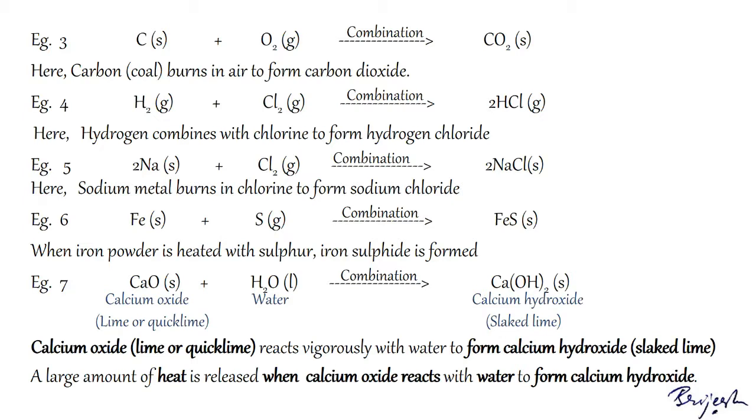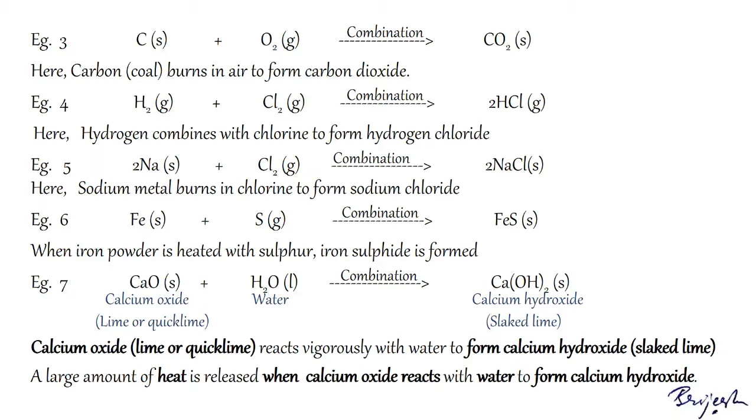Third example is carbon, that is coal, burns in air to form carbon dioxide. So carbon plus oxygen combines to form carbon dioxide. In this reaction, two elements, carbon and oxygen, are combining together to form a single compound, carbon dioxide. So this is a combination reaction.